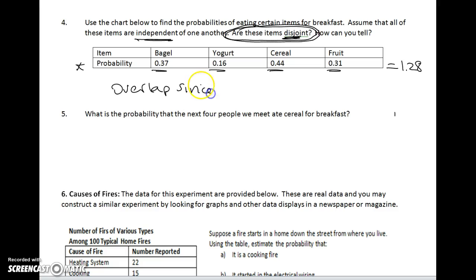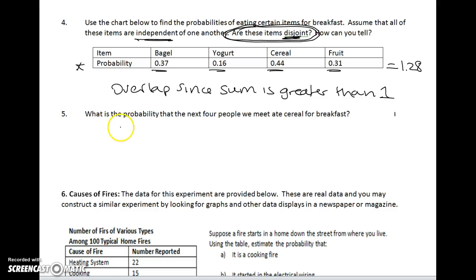since the sum is greater than 1. So someone has to be having more than just a bagel or more than just a yogurt. Some of these events can happen at the same time.